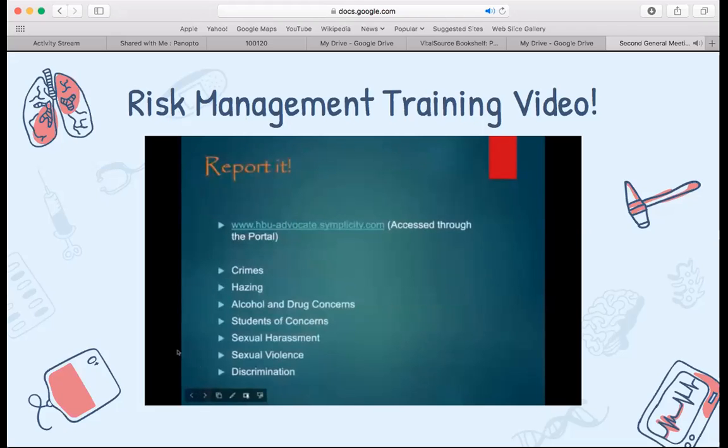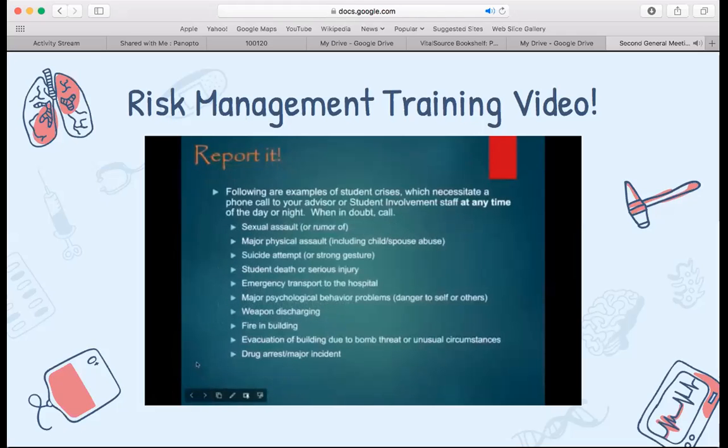Like I was saying before, report anything that you see. Advocate is a great way to do that. It's accessed through your portal, so every student has access to it. Crimes, hazing, alcohol, drug concerns, students of concern, sexual harassment, sexual violence, and discrimination can all be reported through the portal. If you're even worried about your roommate or someone having some mental health issues and they need some help, but you don't know where to go, please report it through Advocate.